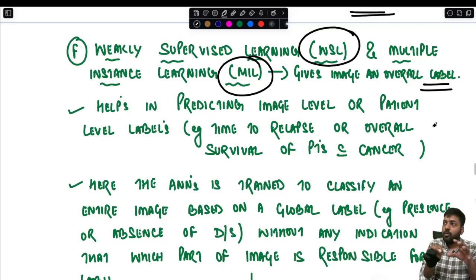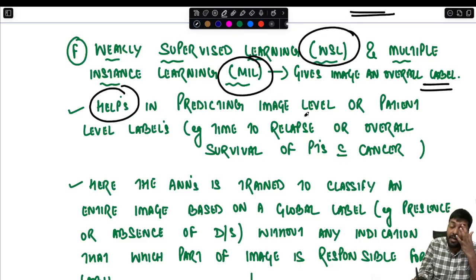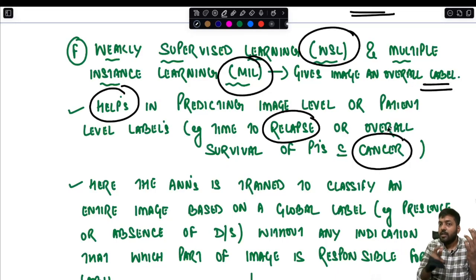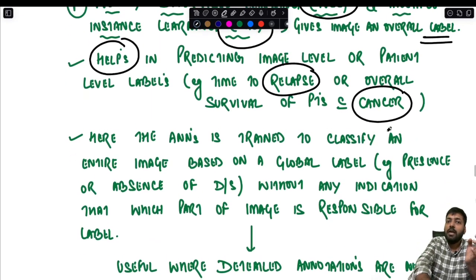But sometimes you do not require a highly specific process, but rather a weakly supervised process. This type of learning trains the artificial neural network to predict image-level or patient-level labels. For example, you have taken the overall picture and seen the entire image. Now you will say what is the time to relapse for such a histopathological image, or what is the overall survival of patients with a particular cancer with this image. So you take an overall picture, take some things into account, and give one particular label. According to this, the patient either has a disease or does not. You are giving a single label. So that is weakly supervised learning or multiple instance learning.